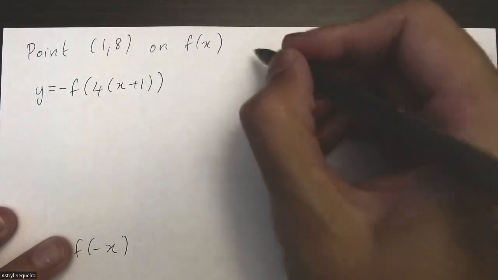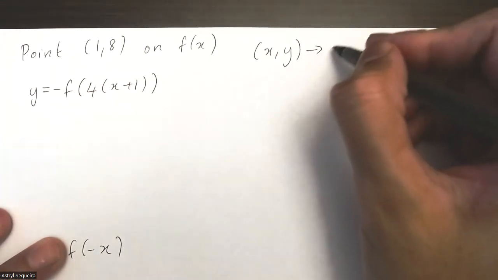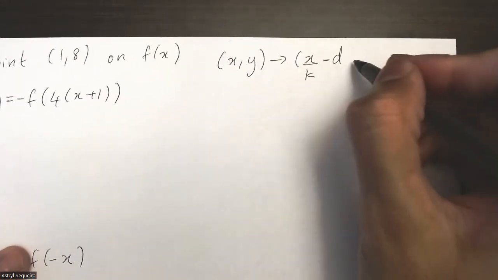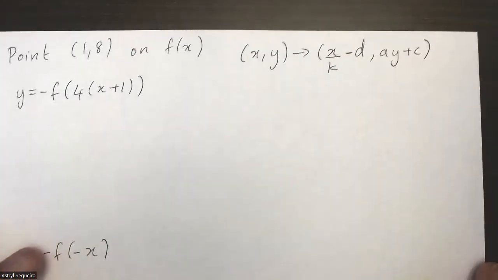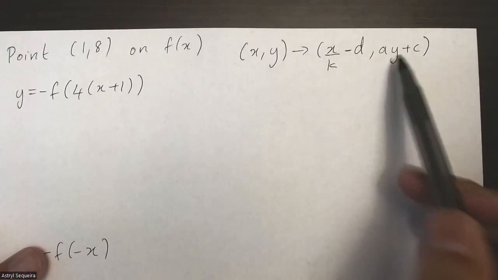My mapping rule states that a point (x, y) is going to be transformed to (x/k - d, ay + c). K and D affect my X value and A and C affect my Y value.